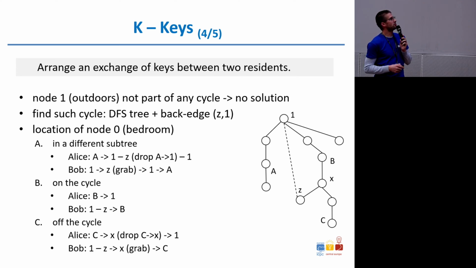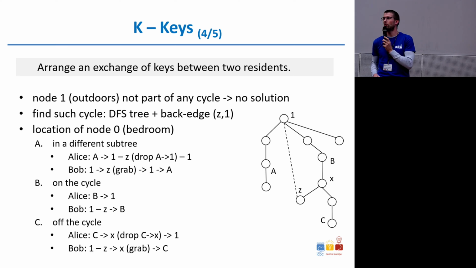So the first part is to note that if we root this tree in the outdoors, in the node 1, if this node 1 is not part of any cycle, we'll have no solution. So why is that? The first person, Alice, will have to enter this node 1 before leaving via one of the edges, and then Bob will have to start via some other edge, because he doesn't have the key for the edge that Alice used last. So if these are all some separate trees, there's no cycle containing the node 1, then we obviously can't arrange an exchange of keys, and this just doesn't work.